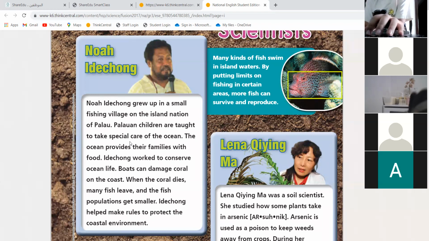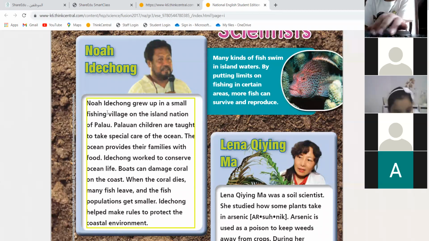First of all, where does Noah grow up? In a small village. Excellent. On an island. Okay, small village on the island, but this village is known as what? A fishing village. So they know the most about fishing. Excellent. Now his own kids are taught to take care of the ocean. So his kids know the ocean very well. They know how to take care of it. Why? Because the ocean provides their families with food, so they need to take care of it. They take fish from the ocean. That's why they need to keep the ocean clean and safe for their families to have food.